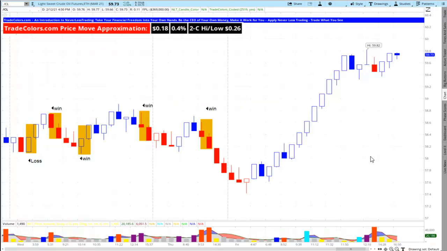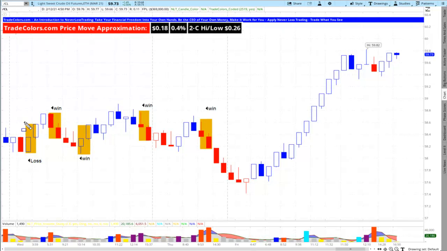What you see here is a chart for tradecolors.com, and we have multiple trading opportunities framed here in orange. Some were winning, some were losing. We'll go through the details, but the orange squares have the setup. So two of a kind, two of the same color. The next candle takes out the high here on the blue color frame, and then we'll trade for what's up here, for an approximated price move here of 18 cents.